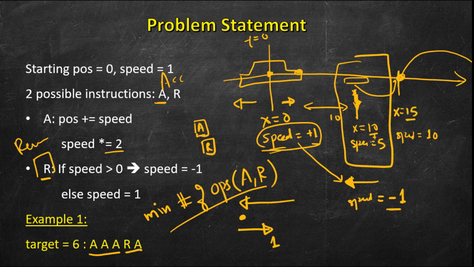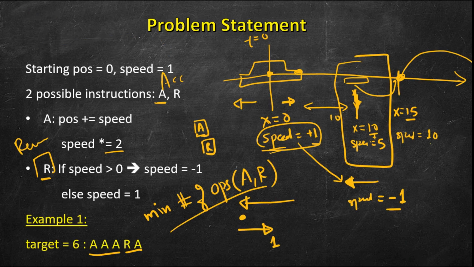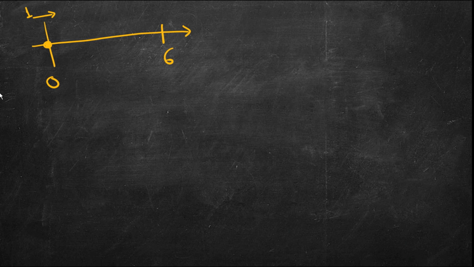Let's see how. Our target is 6. Let's say 6 is here, 0 is here. The car was initially at this position, the origin, facing in the right direction with a speed of +1. In order to move ahead, position changes only with the action A. So the first thing you need to do is to perform the action A. You will not perform R because your direction will change and you will get far from your target. So this is the first operation. Speed was 1, so now position will become 1.